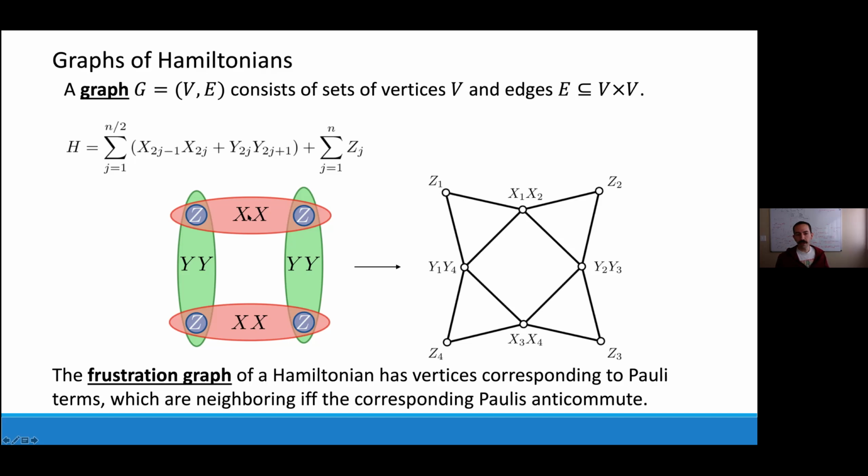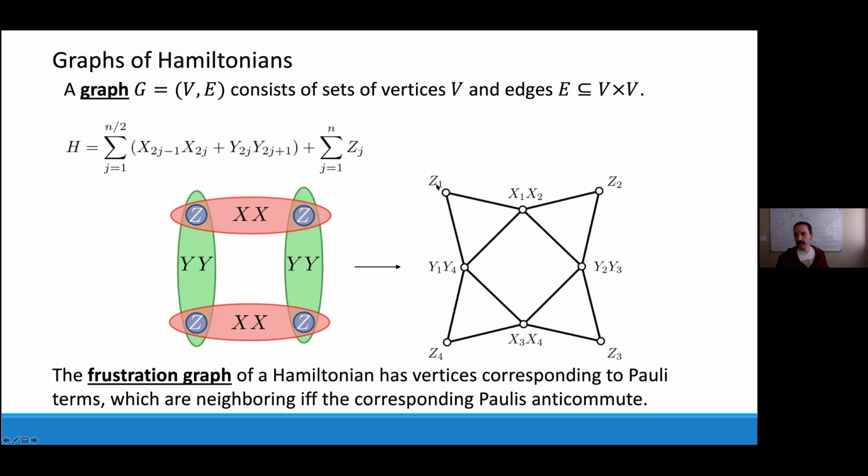So I'm going to have 1, 2, 3, 4, 5, 6, 7, 8 terms. And so indeed, you see that there are 8 vertices here corresponding to the pair of XX terms, the pair of YY terms, and each of the on-site Z terms. And of course, Z on the first qubit commutes with Z's everywhere else, and it commutes with Y2 and Y3, it commutes with X3, X4.